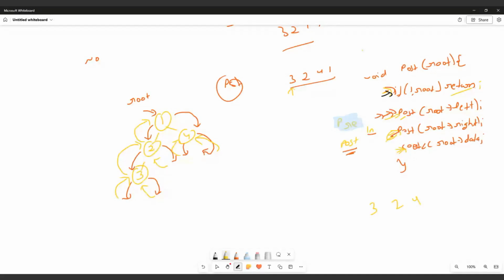Now for this one, this left is also executed, this right is also executed. Now this line would execute. It means print the root's data. What is the root? 1. So we are getting 3, 2, 4, 1 with the help of this. Guys, is it clear? Class, is it clear how we have done the dry run for this post order? Write true in the chat box if this is clear to all of you.